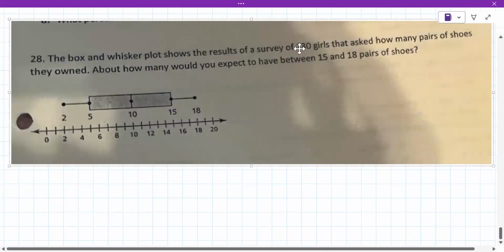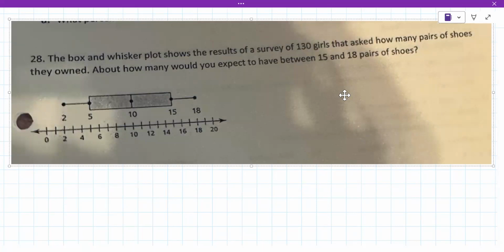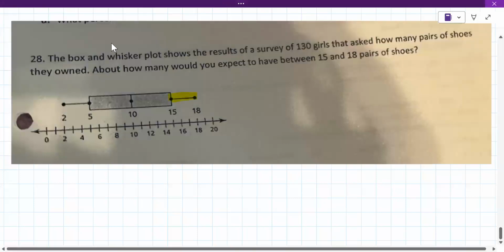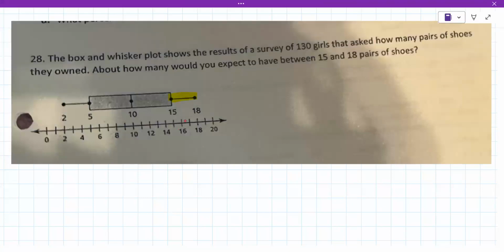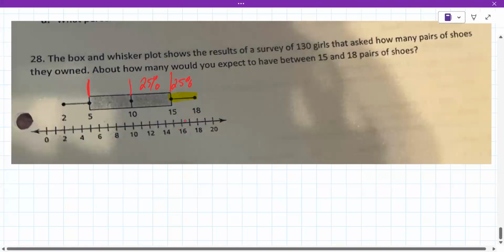The box and whisker plot shows the results of a survey of 130 girls that asked how many pairs of shoes they owned. About how many would you expect to have between 15 and 18 pairs of shoes? So what percentage is there between 15 and 18? So these are quartiles, right? There's 25% in each quartile, between each of the lines.